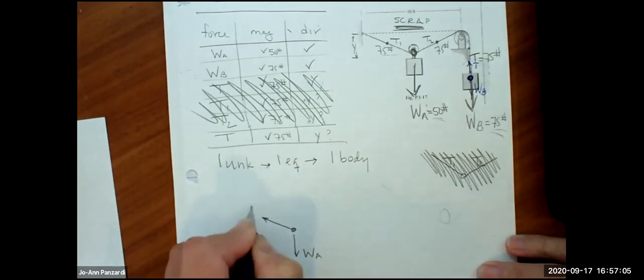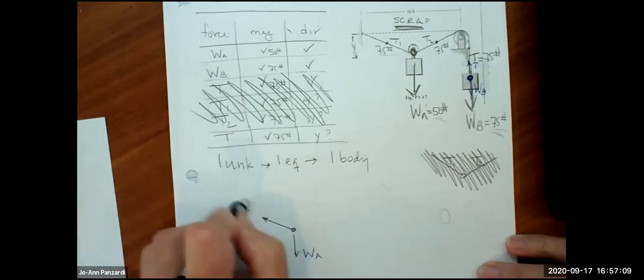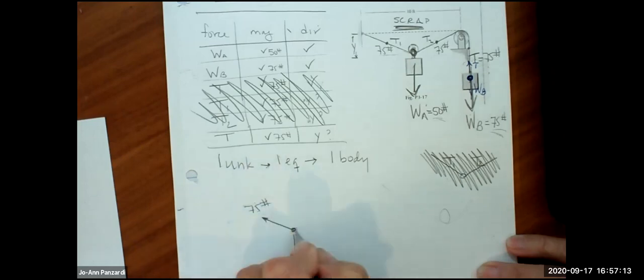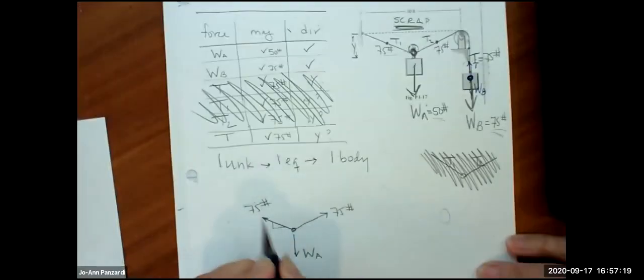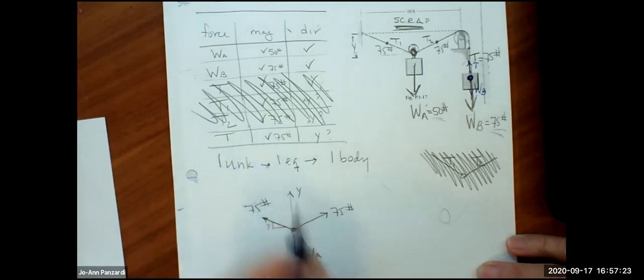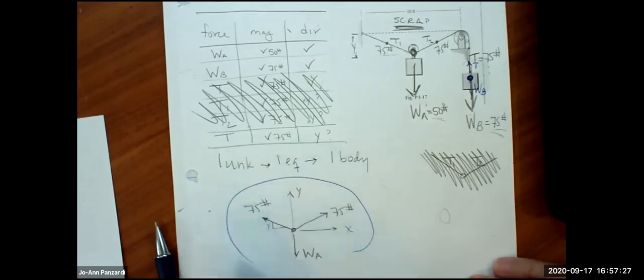It has, do you want to call it T1? Oh, I'm not going to call it T1 at all. I'm just going to say 75 pounds. And I have 75 pounds here. And I have my Y here. And I have my Y-axis and I have my X-axis. So in the end, I did a free body diagram of, let's just call it point A.